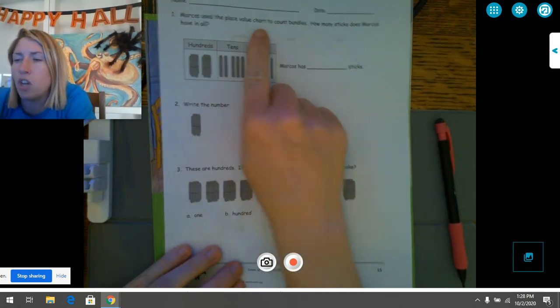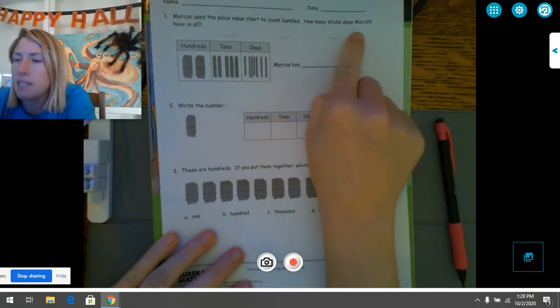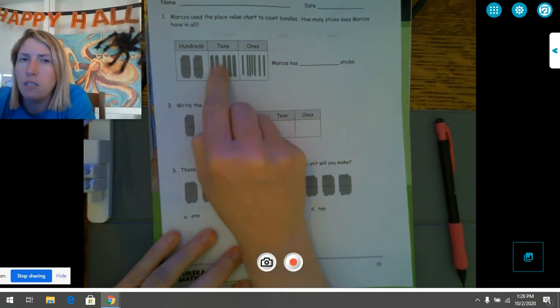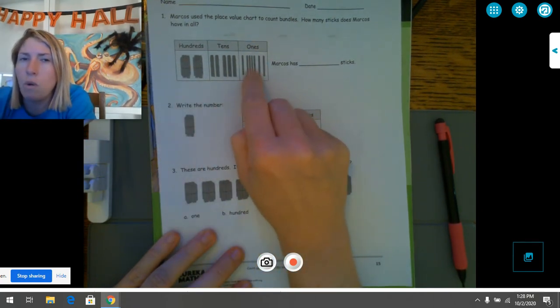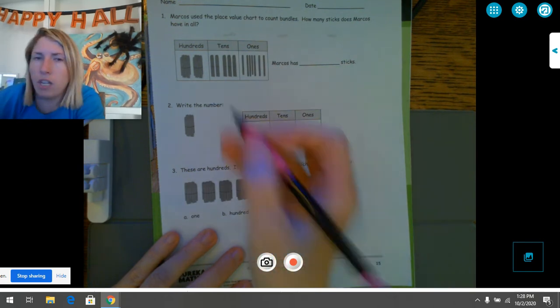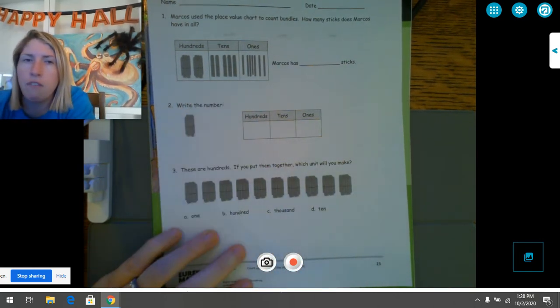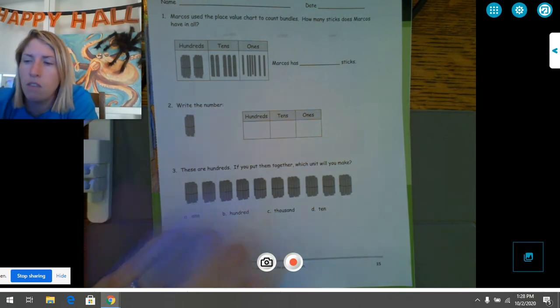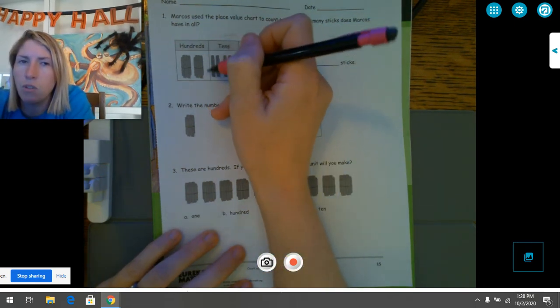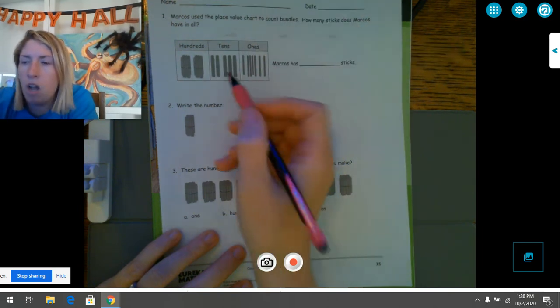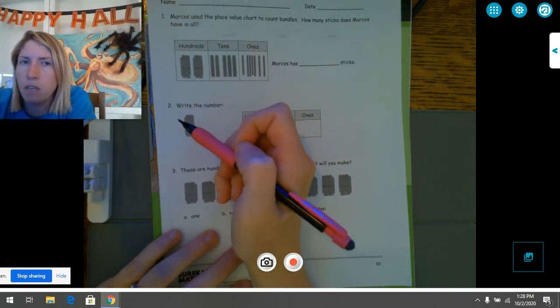Marcos used the place value chart to count bundles. How many sticks does Marcos have in all? So this is our hundreds place, and this is our tens place, and this is our ones place. I'm actually going to do this one with you. How many hundreds does Marcos have here in our hundreds place? Remember, these are our big fat bundles of straws with the rubber band around them. So those are our hundreds. How many hundreds do you see in the hundreds place on the place value chart?